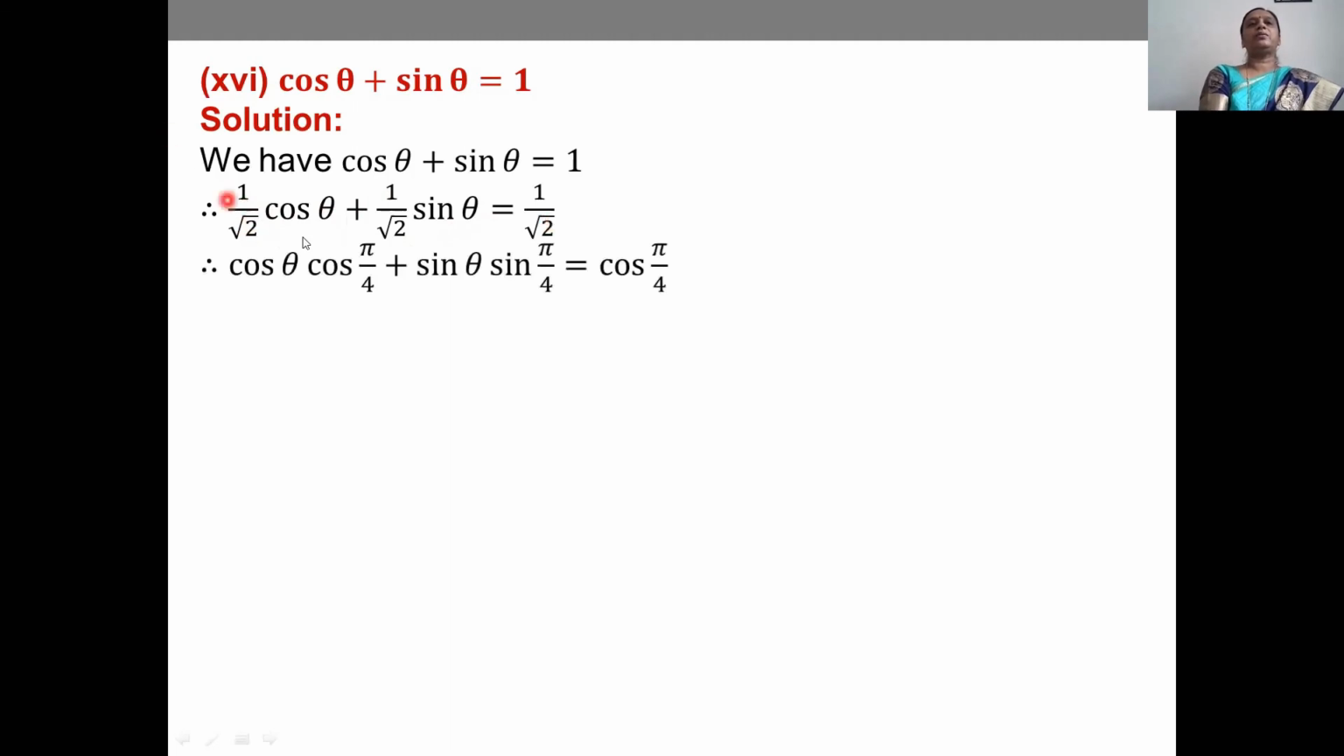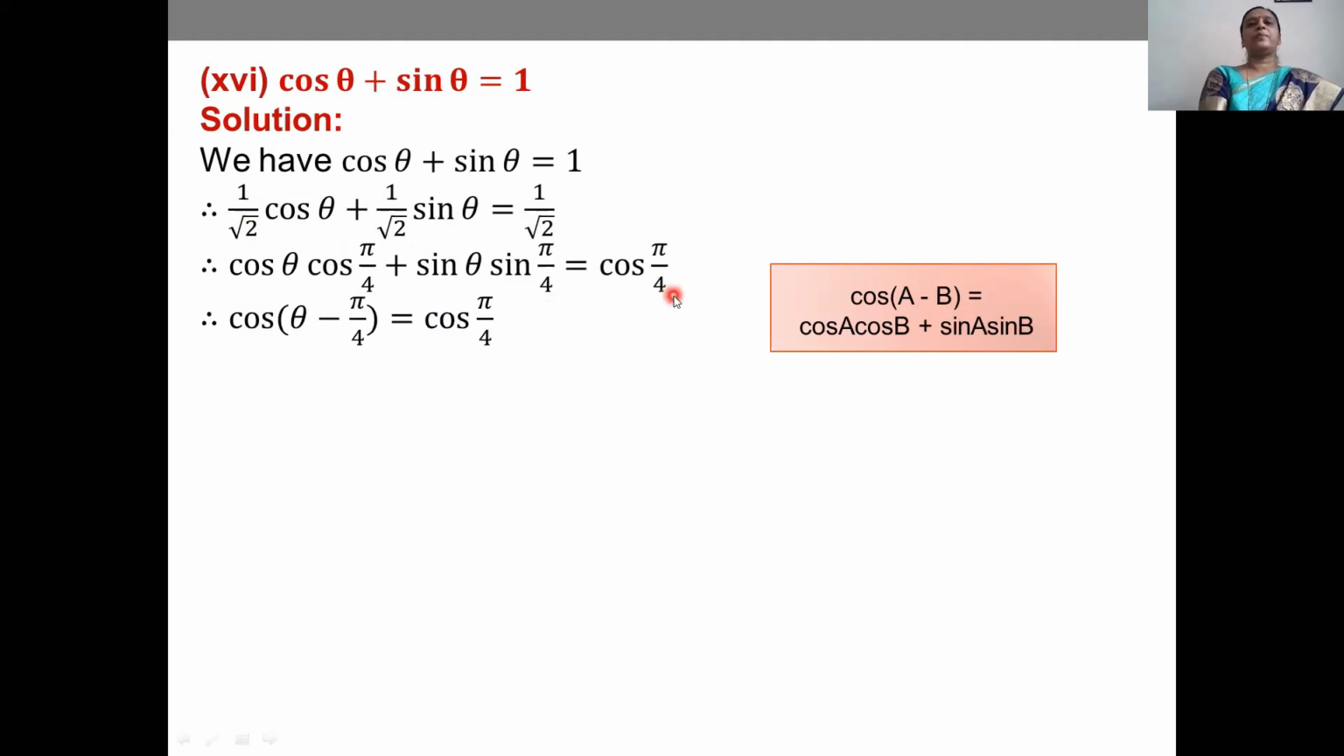Now, for this 1 by root 2, you keep the value cos pi by 4. For this 1 by root 2, you keep the value sin pi by 4. And for this 1 by root 2, you keep the value cos pi by 4. Because our formula cos(a minus b) is equal to cos a cos b plus sin a sin b. Therefore, this equation will be cos theta into cos pi by 4 plus sin theta into sin pi by 4 is equal to cos pi by 4. Now, according to this formula, this will be cos(theta minus pi by 4) is equal to cos pi by 4.